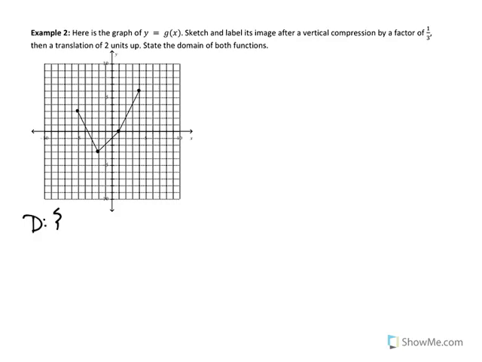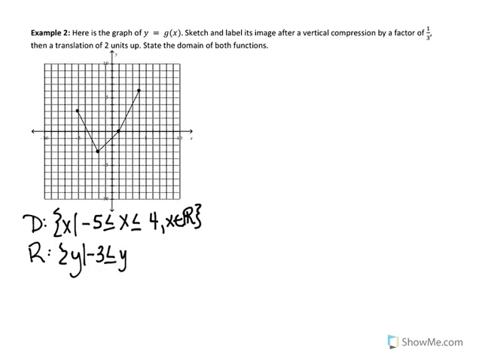So first of all, domain and range. So it looks like it's going from negative 5 to 4 for our x values, and for our range, the lowest point is negative 3 and the highest point is 6. Okay, there's our domain and range.